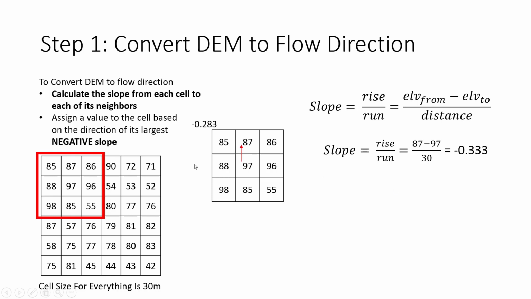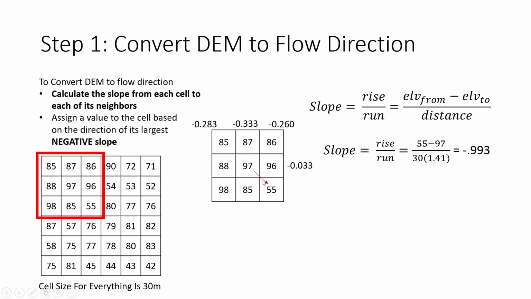So let's talk about going from this cell going north. We're going to look at this neighbor up here, and plug in the exact same equation: the elevation to minus the elevation from. So it's 87 minus 97 divided by the distance. Now in this case, because we're not going at a diagonal, we just use the cell size. So 87 minus 97 gives us negative 0.333. Again, meaning that liquid would flow from this cell into this cell potentially. As an exercise, I would encourage you to pause the video and figure out these two cells, which I've already pre-calculated.